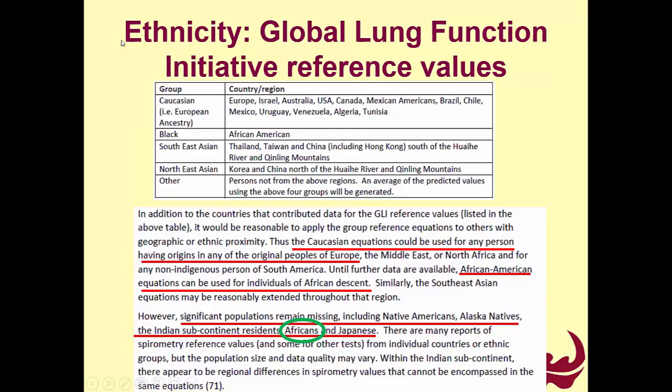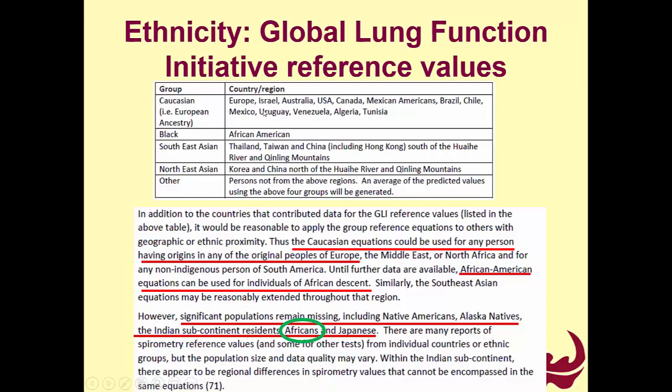to the Global Lung Function Initiative and those reference values that they are using at the moment. And you can see that when you choose the groups on the spirometer, you can choose between Caucasian, Black, Southeast Asian, Northeast Asian, and then other. And when you look at the countries that have contributed to the GLI values, and you can see them listed in this table, you will see that there are some significant gaps in there.